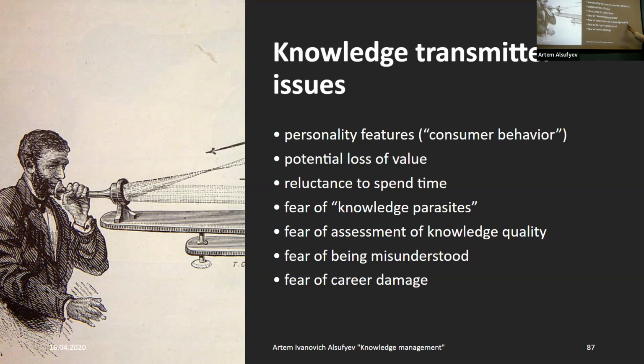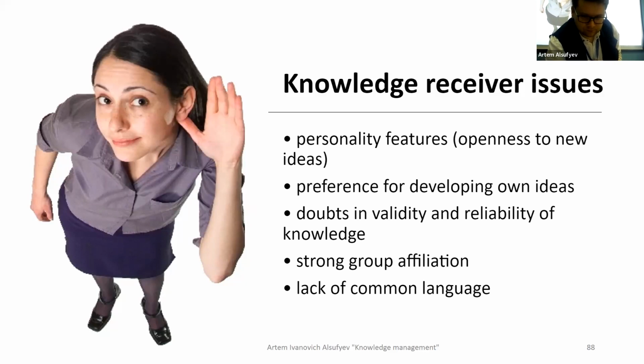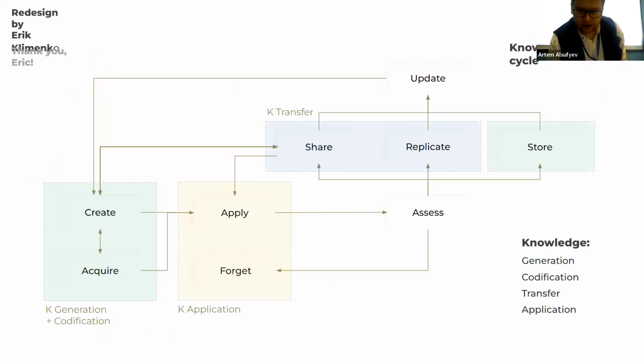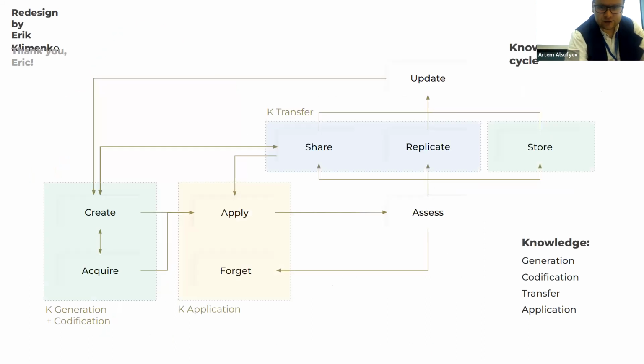Assessment of knowledge quality. Well, this is a kind of very tough organizational culture. Being misunderstood, collaboration, socialization, career damage. Here, about the organizational trust and relationships with the supervisor. As for knowledge receivers, there are also some peculiarities. When we overcome these particular aspects, as well as next time we're going to discuss organizational culture characteristics, how to work with attitude towards mistakes.